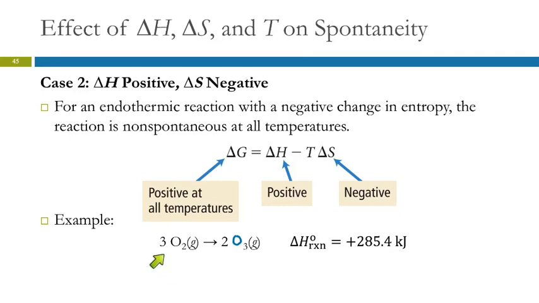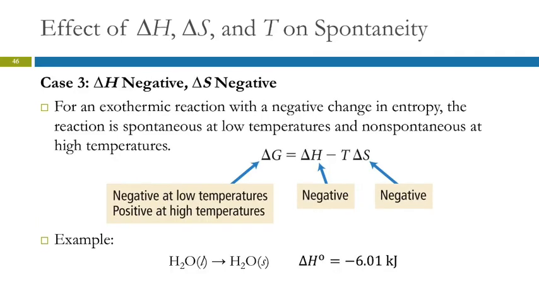Here we're going from 3 moles of gas to 2 moles of gas, so we can say that delta S is negative, which is working against spontaneity. And this is an endothermic reaction, it's taking energy in. So there's no possible way that delta G can be negative.